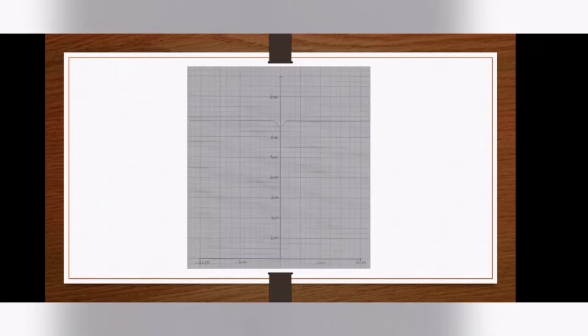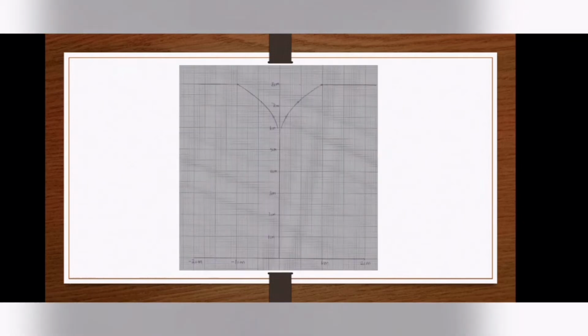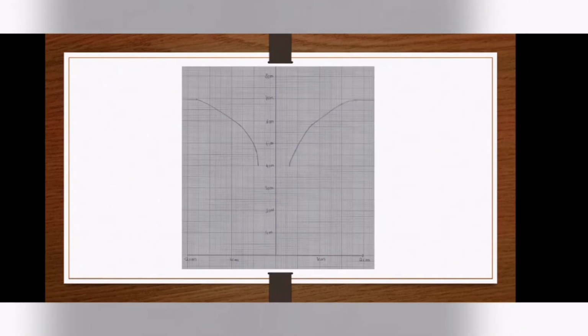And these are the vortex profile for the experiment. This is for the 0.5 centimeters, 1 centimeters, and 1.5 centimeters.